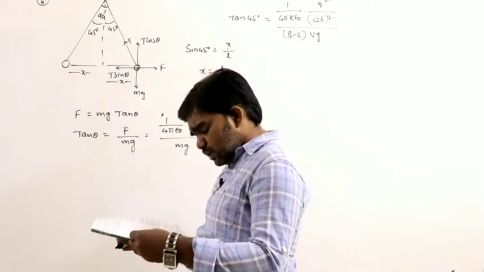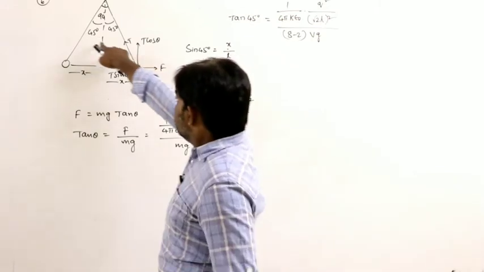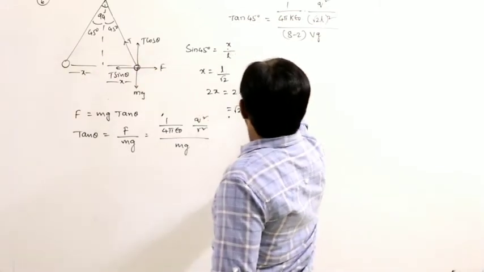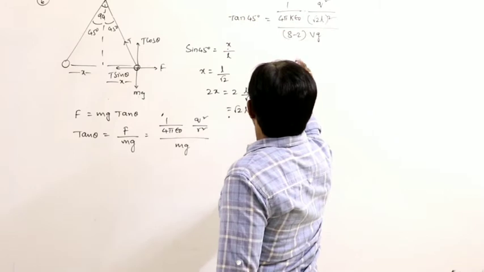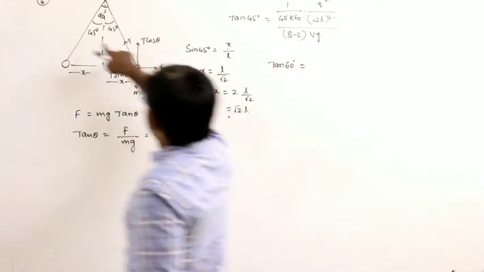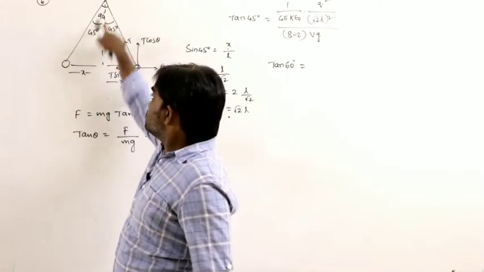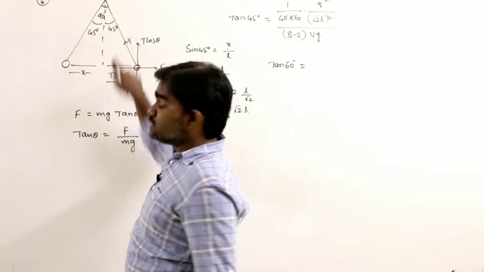Next case, these two are separated by an angle of 120. In the same case it is 120, so the half angle becomes 60. So here tan 60. The total angle is given as 120, so this is 60 and this is also 60.